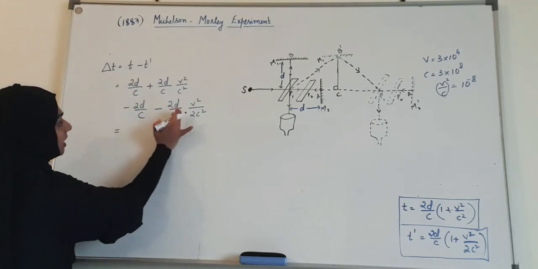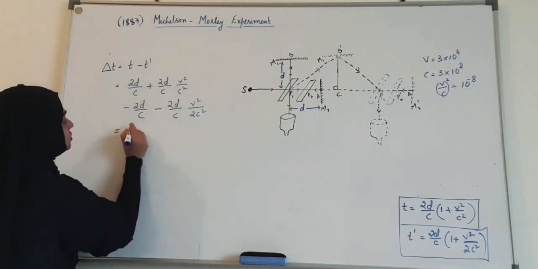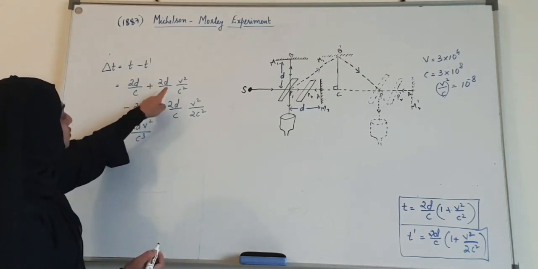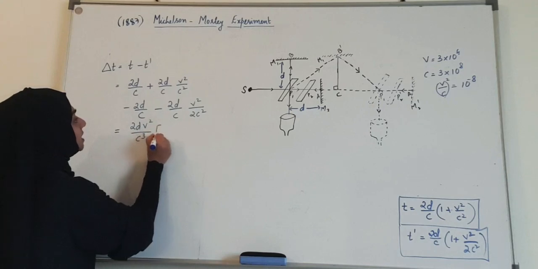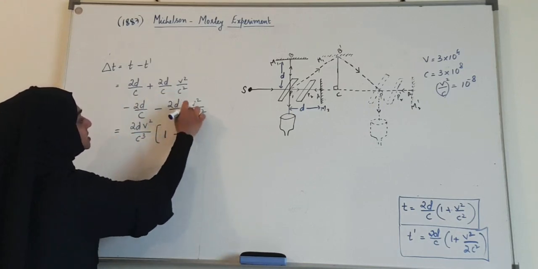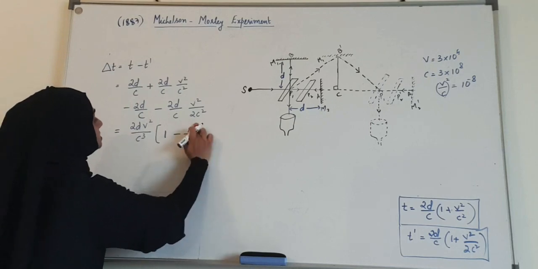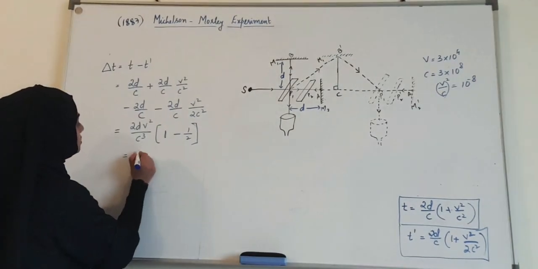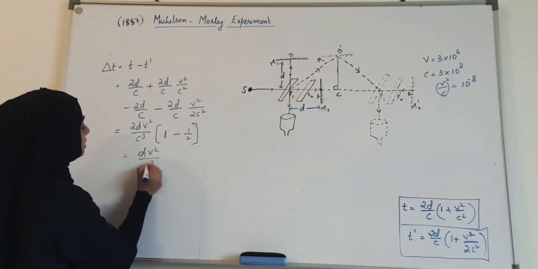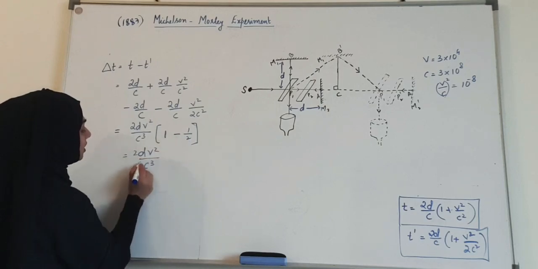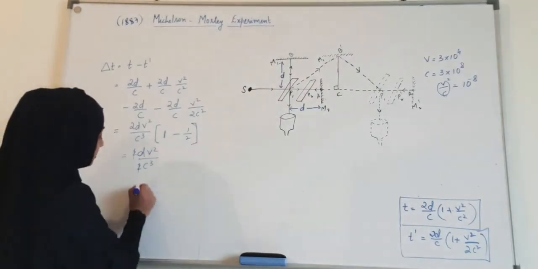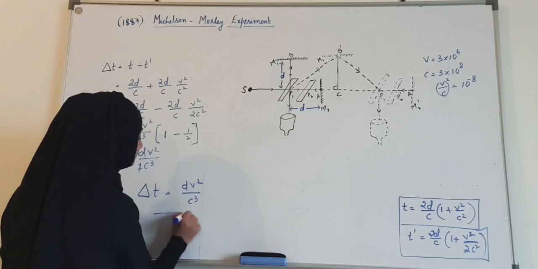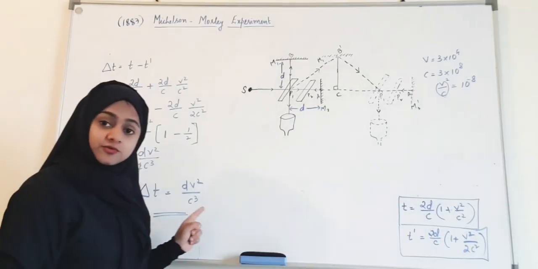So this is equal to, and in this expression we have 2d v square by c cube common taken out. So this is 1 minus, this will be just half. What is 1 minus half? 1 minus half is just half. So this is equal to dv square by c cube. There was a 2, but because of this half it gets cancelled. So the time difference delta t is equal to dv square by c cube. So this is the time difference.